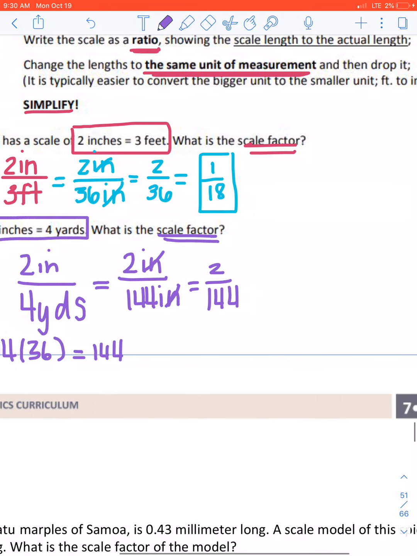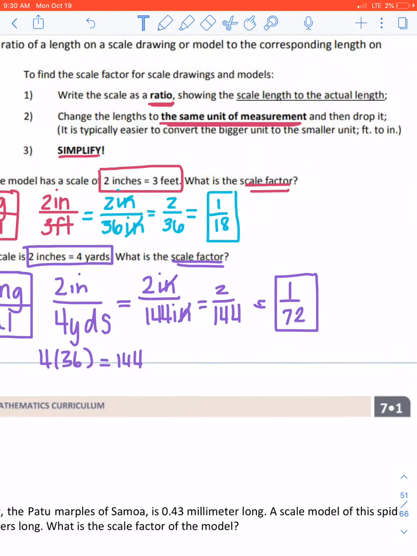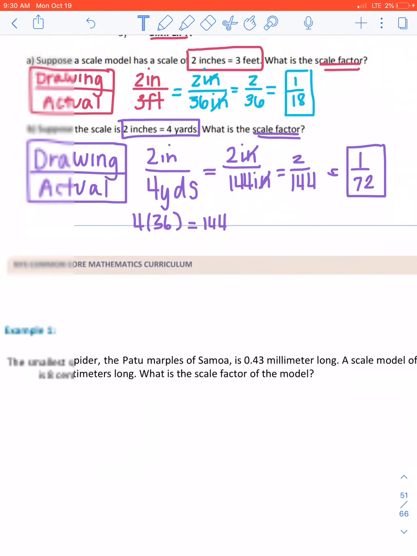Okay. Let your calculator do the work here. So type in the fraction into the new calculators and you get 1 over 72. So that's going to be your scale factor. That means it's getting really small. It's 1/72 of the actual drawing.